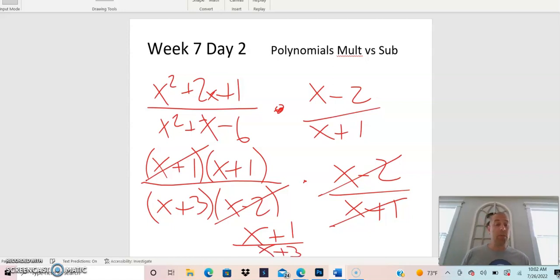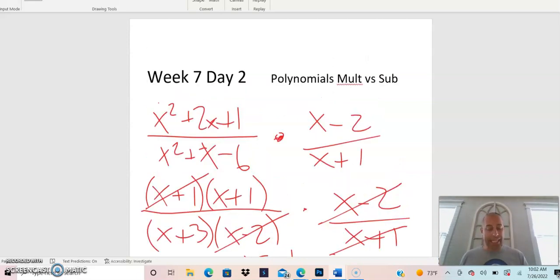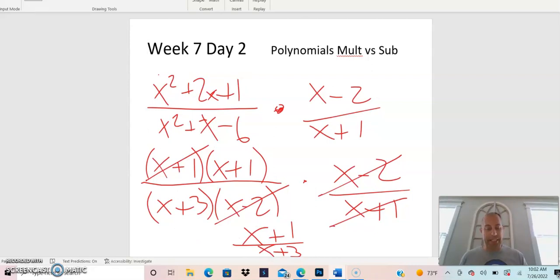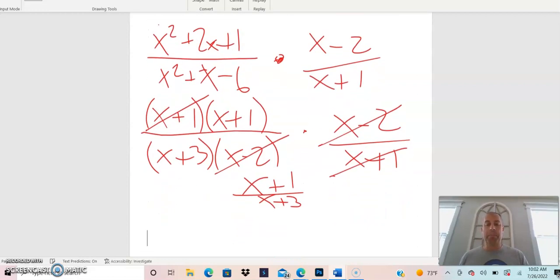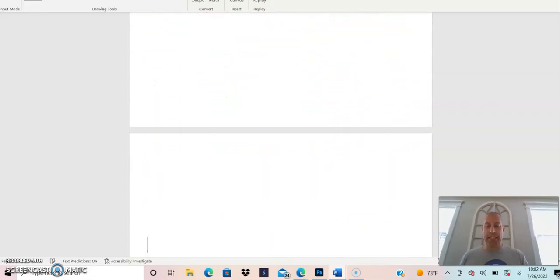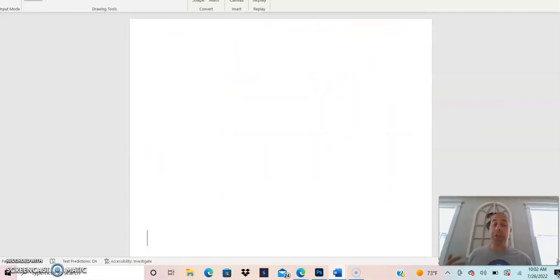So simplifying with your multiplication of your polynomials, hey, factor, what can we get rid of? And then you're just kind of stuck with what's left over. So not a lot of action that we have to really worry about from a standpoint of multi-step. Let's get into our subtraction here. And this is where we start to see a little bit more action that we're going to have to end up dealing with. So with a subtraction, we are going to need a common denominator.